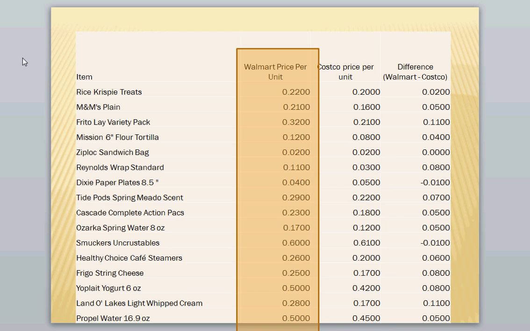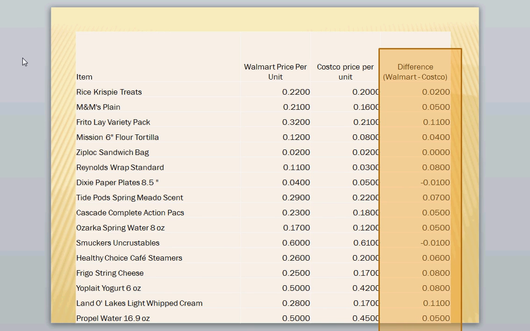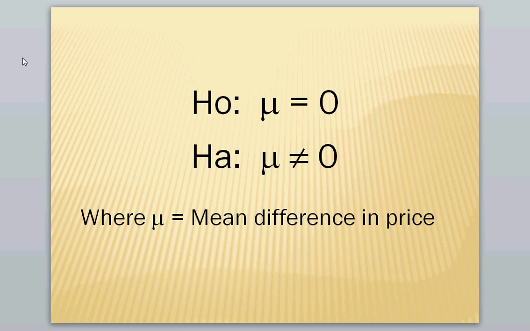I took the Walmart price minus the Costco price, so a positive difference would indicate that Walmart was more expensive, and a negative difference would indicate that Costco was more expensive. For this test, the null hypothesis was mu equal to 0, versus the alternative that mu was not equal to 0, where mu represented the mean difference in price, taking Walmart minus Costco. I used a two-sided test because I wanted to know if Costco was cheaper or if Walmart was cheaper.